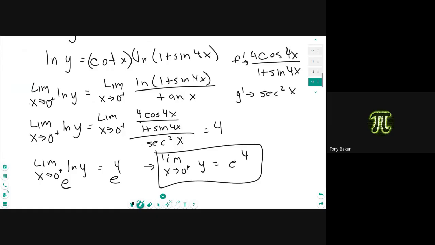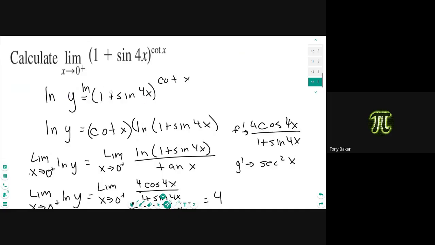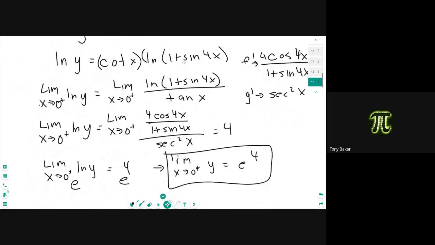So we put the ln in at the beginning. We have to undo that ln at the end to find my final answer. And remember, at the very beginning when I started the problem, y was just that whole thing there. So the limit of y is the limit of the original problem. All right, one more.